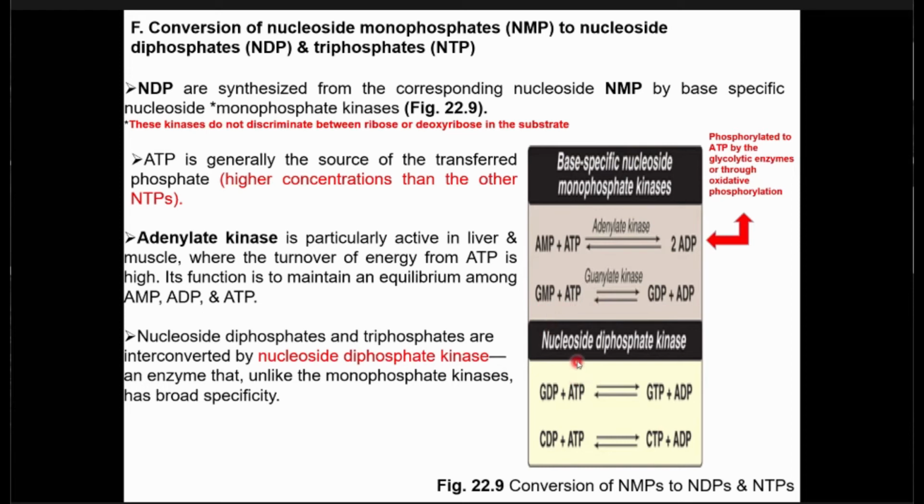However, the nucleoside diphosphate kinases are not base specific. They have a broad spectrum. It means this enzyme can work on guanosine and adenine both. But the monophosphate kinases are specific to their bases. So this explanation is all that is in this slide.